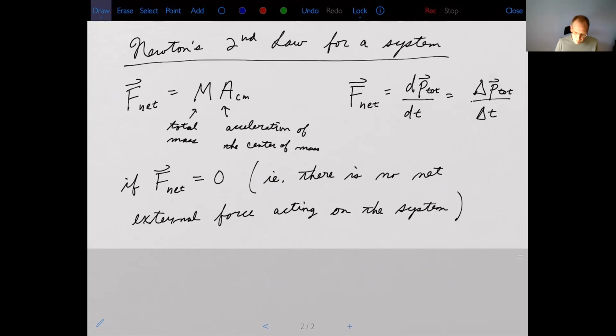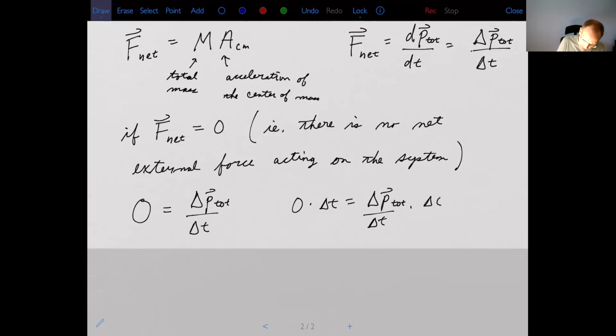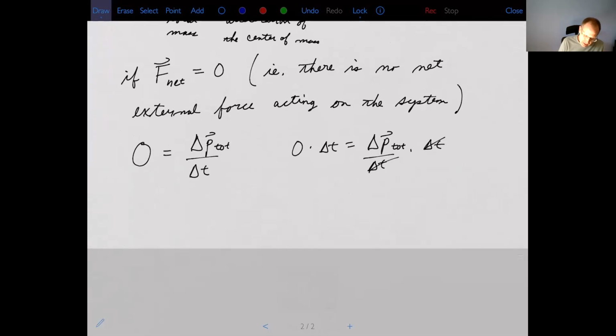on the system. So if that's true, if you look at the equation here, if F net is 0, remember F net is equal to delta P total over delta T. So if I have F net equal to 0, that's equal to delta P total over delta T. Well, I can multiply both sides by delta T. So basically I'm going to get 0 times delta T is equal to change in P total over delta T times delta T. These cancel. Of course, 0 times delta T is 0. So what this is saying is that if the net external force acting on the system is 0, the change in total momentum is 0.